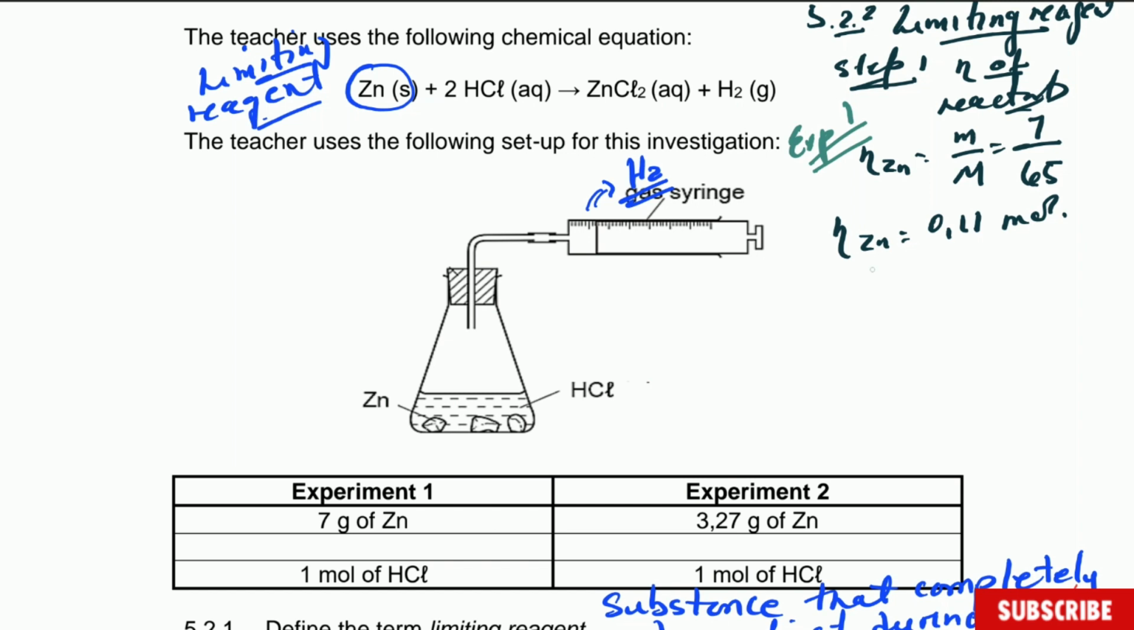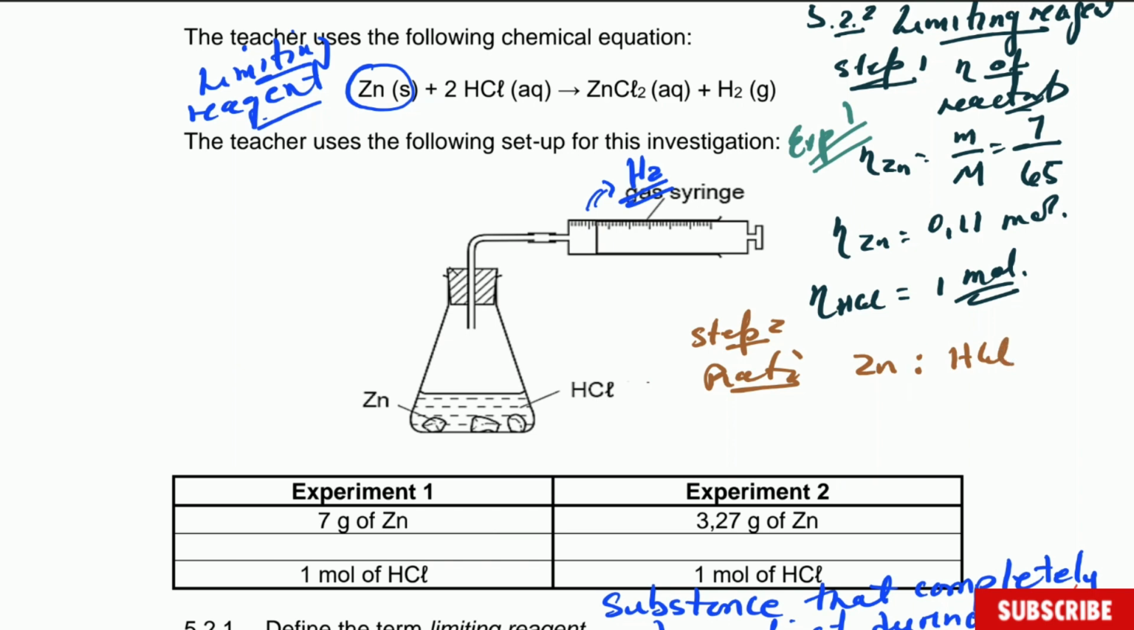We are going to do the same for hydrogen chloride, but we already know the number of mole of HCl is given to us, which is 1 mole, right? 1 mole. So now step 2. In step 2, you are going to use the ratio. Either one. So we're going to say Zn to HCl. The ratios, remember, are the numbers at the front, the numbers in the equation. So we have 1 for zinc, 2 for hydrogen chloride.